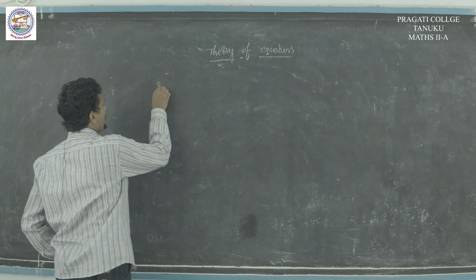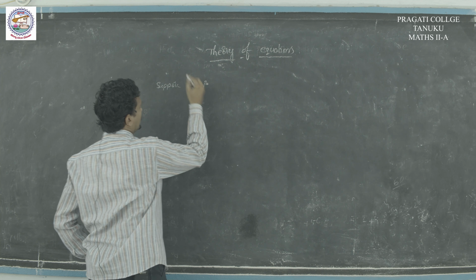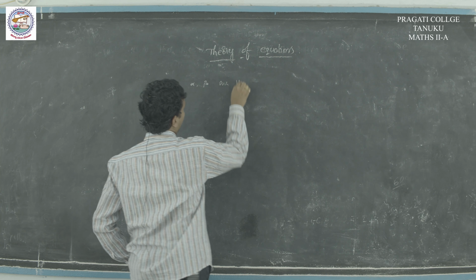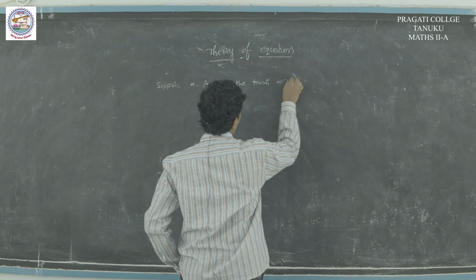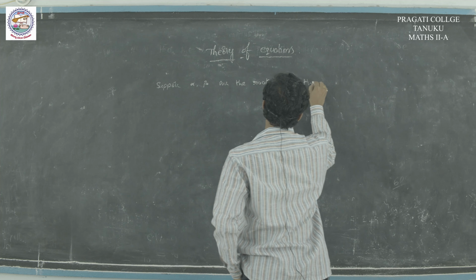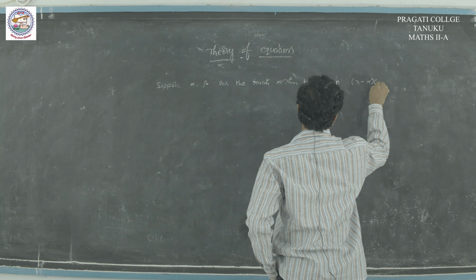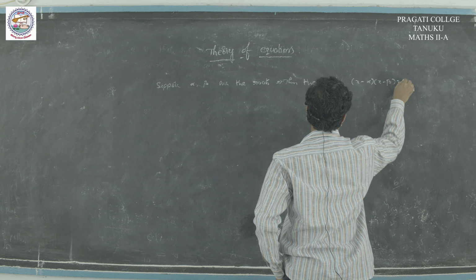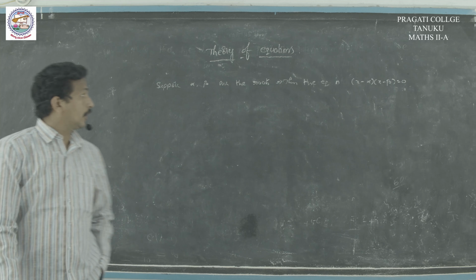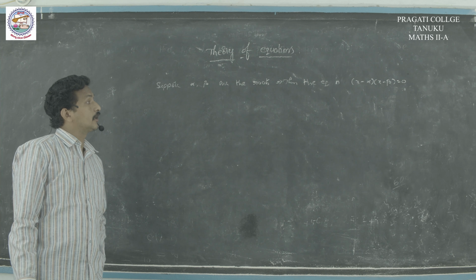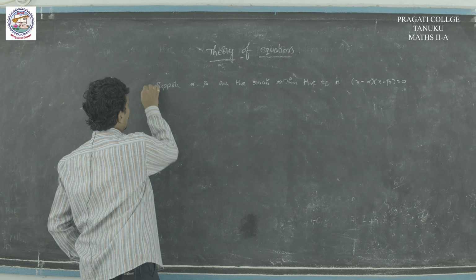So, suppose alpha comma beta are the roots, then the equation can be written as x minus alpha into x minus beta is equal to 0. In the previous chapter we discussed this. Alpha comma beta are the roots of the equation, then the equation is x minus alpha into x minus beta is equal to 0. First point.